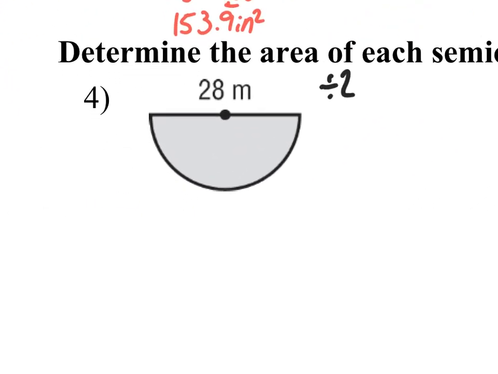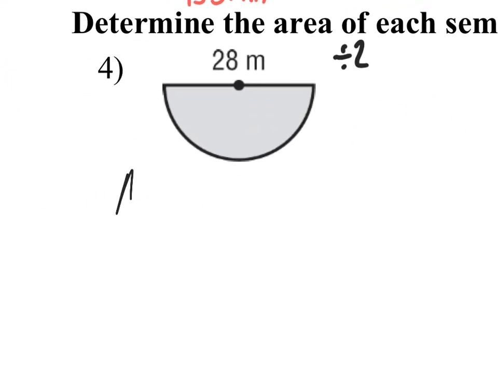Start with number 4. Here's my formula. We're going to do area equals pi r squared. First thing I need is my radius. Well, on this one, I know it's half of a circle, but this goes all the way across the circle. So my radius is only half of that 28. So I'm going to take that 28, cut it in half, and I get 14. So 14 squared. Then pi is still 3.14.